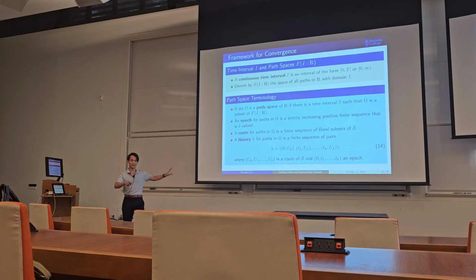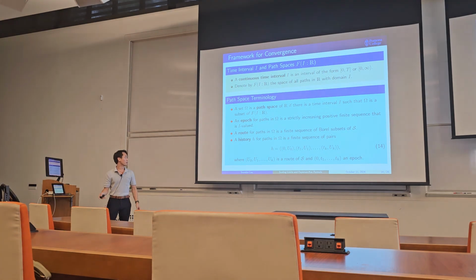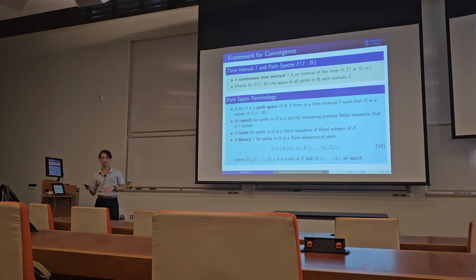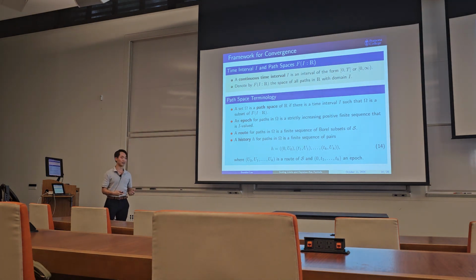Bear with me, there's a few of these. An epoch for paths in omega is a strictly increasing positive finite sequence that is I valued. A route for paths in omega is a finite sequence of Borel sets of Polish spaces S. A history is really cool because it takes an element of the epoch and an element of the route and pairs them up as follows, where the T's are the epochs. I like to think of them more as the times, and the U's are the routes, which you can think of almost like events.